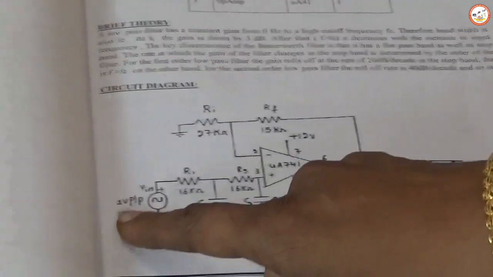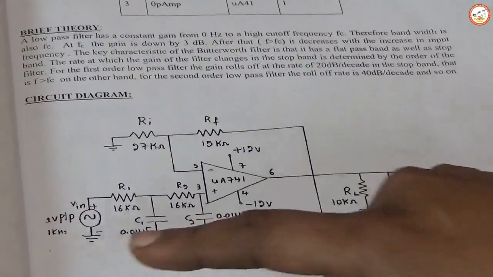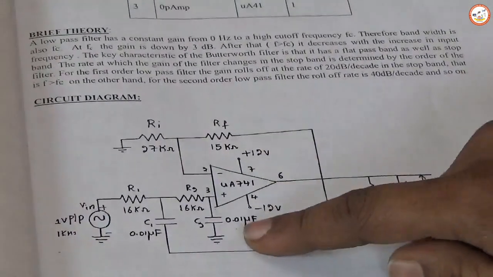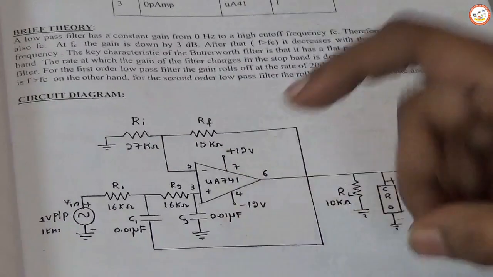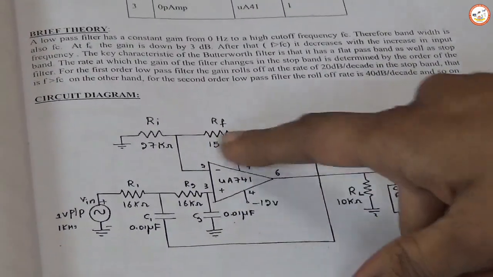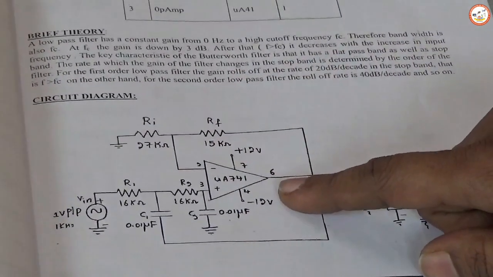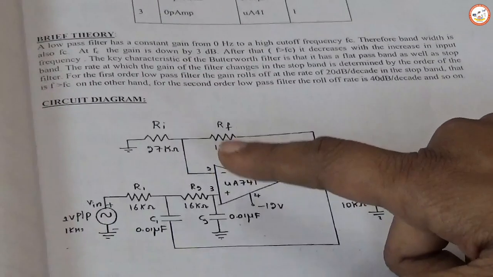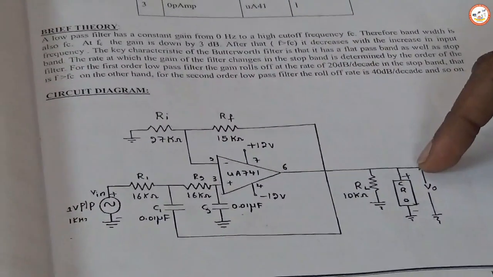Next, the input voltage given to the voltage source is 1 volt peak to peak at 1 kilohertz. After giving the input voltage, the capacitor starts charging. When the capacitor charges fully, it holds the maximum voltage across it. This capacitor is connected to pin number 3 of the op-amp. Due to the ideal characteristics of the op-amp, the same voltage at pin number 3 appears at pin number 6. This is considered the output voltage.